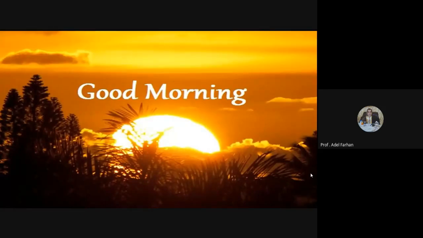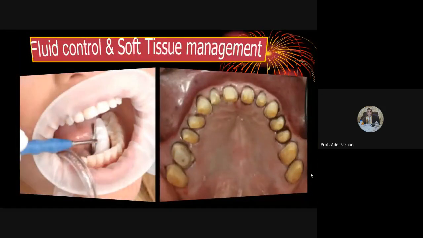اليوم راح نتكلم، محاضرتنا راح تكون more clinical. It is about the fluid control and soft tissue management in fixed prosthodontics.